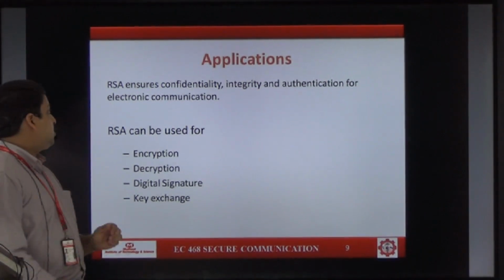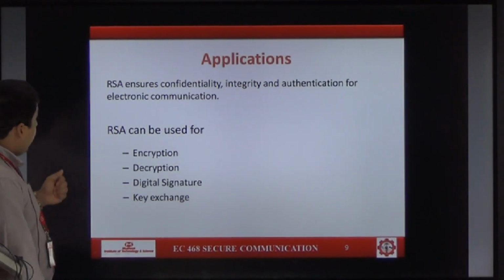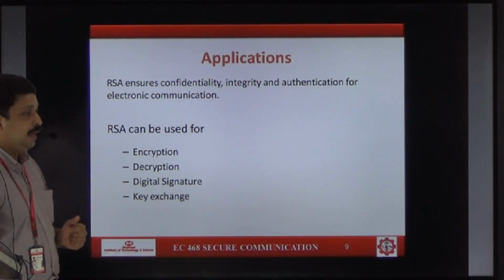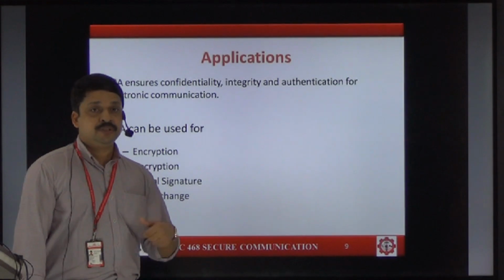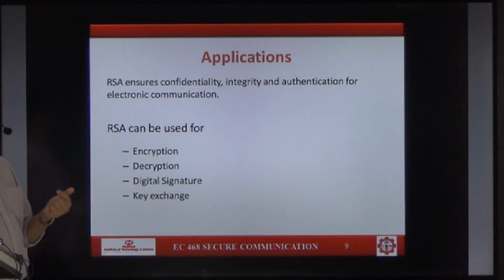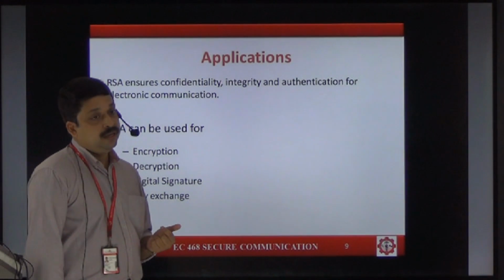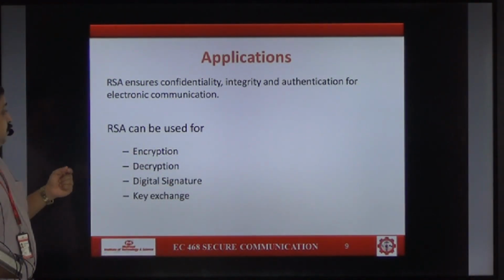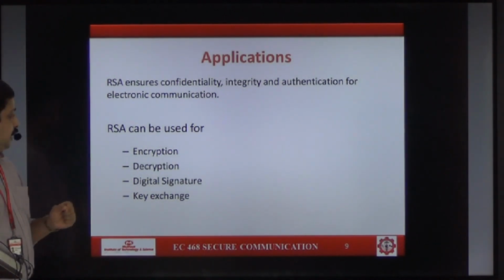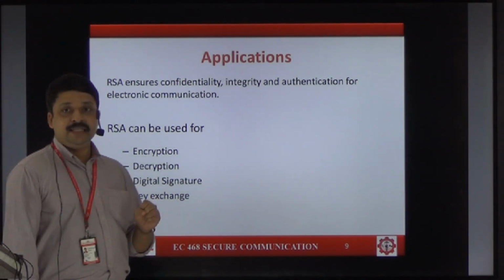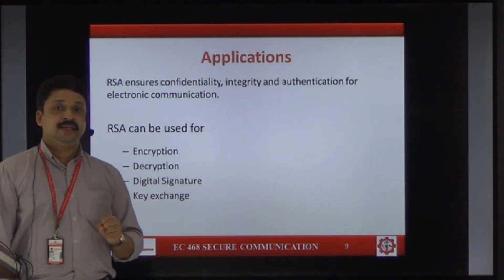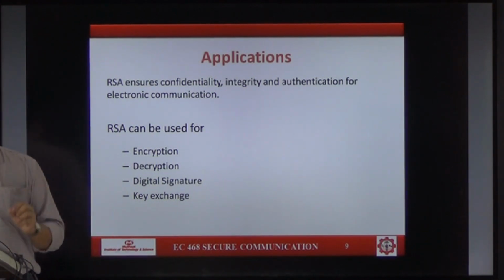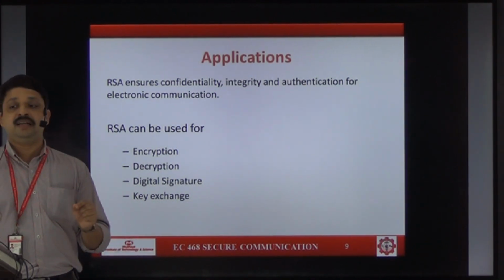Now, the applications of RSA. RSA ensures confidentiality, integrity, and authentication for electronic communication. That is, it is used to provide confidentiality, integrity, and authentication for a communication between two parties. So, we can use RSA for encryption, decryption, digital signature, and key exchange. The four applications of RSA are encryption, decryption, digital signature, and key exchange.